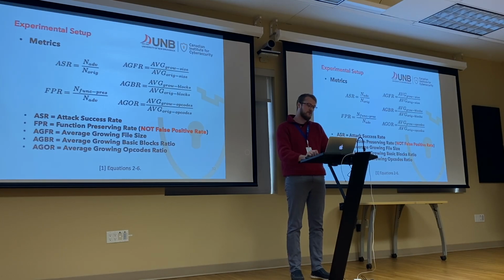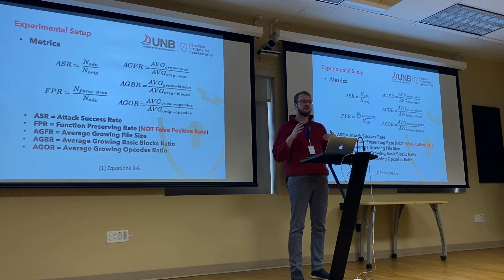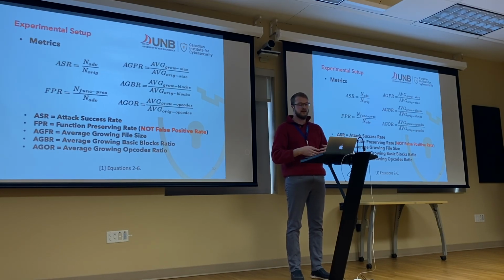The last couple of things would be the average growing file size, the average growing basic blocks ratio, and the average growing opcodes ratio. We're not going to focus on these too much, but just know that they're talking about how much we actually have to increase the size of our malicious binary in order to conduct this kind of evasion. Do we have to increase the binary by 50% or 2%? How much do we have to increase it?